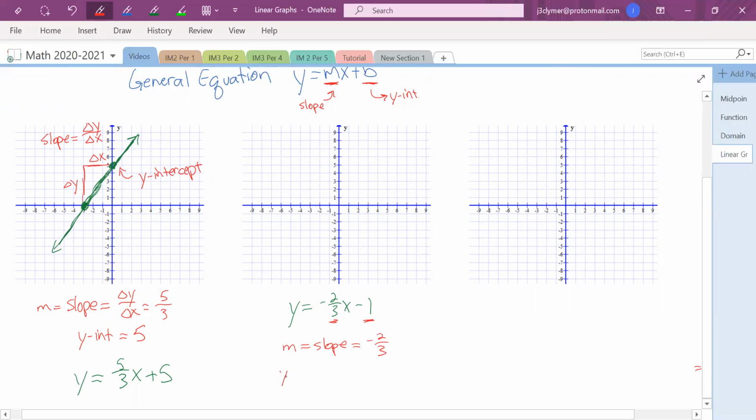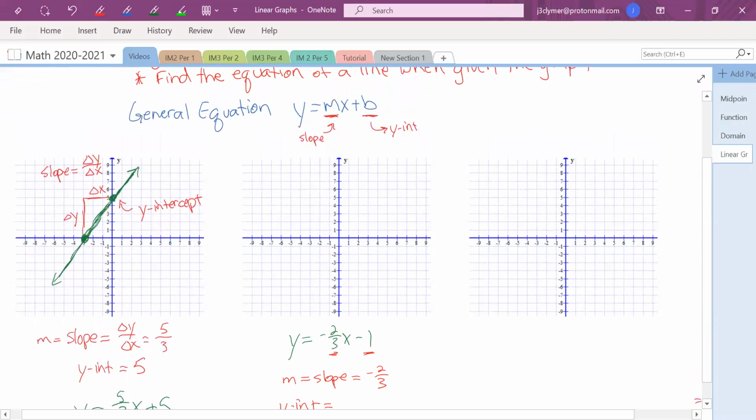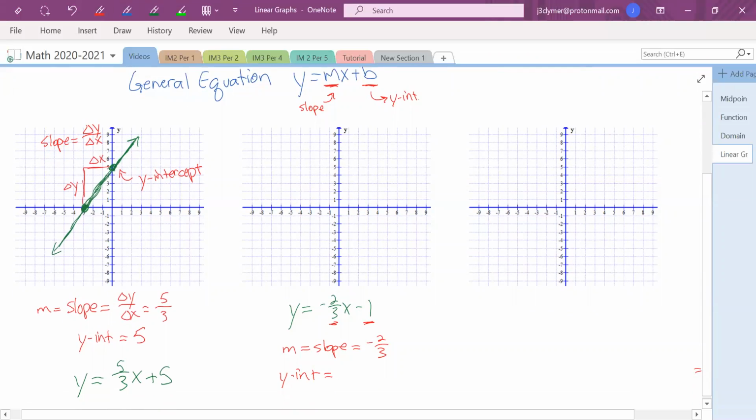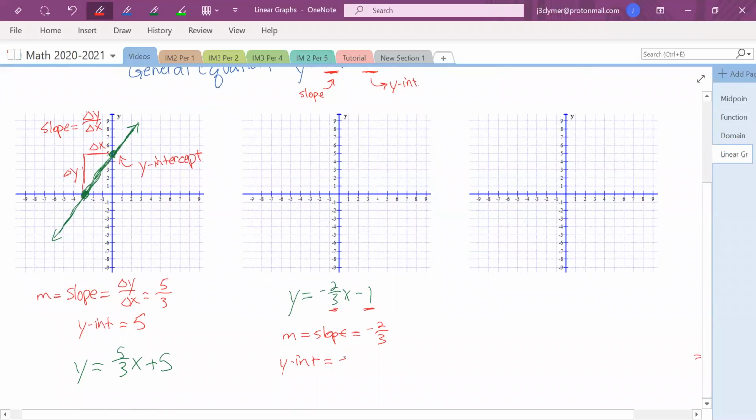And our y-intercept is going to be minus 1. Okay, notice how up here it says plus b. So therefore, if we have a minus, then that means we're going to be crossing the y-axis on the negative side. So y-intercept is equal to -1. All right, so if we go to graph this, what we want to do is start by plotting a point at the y-intercept, which is right here, -1.